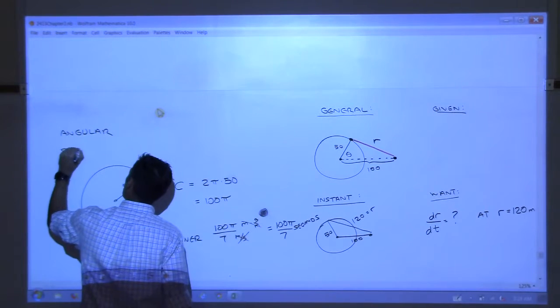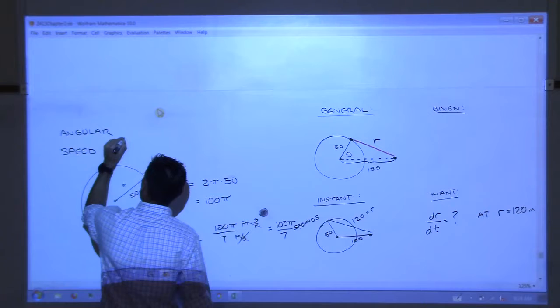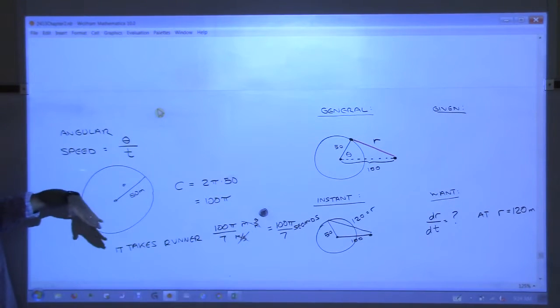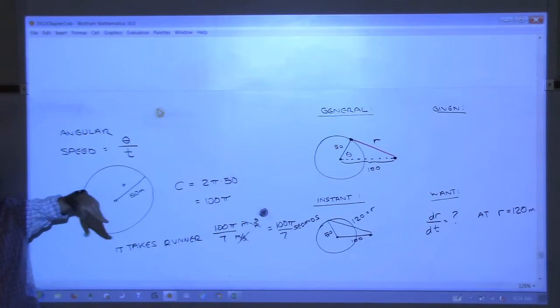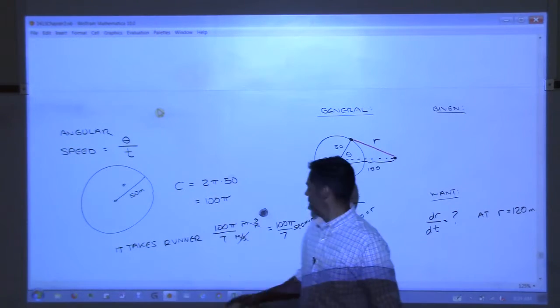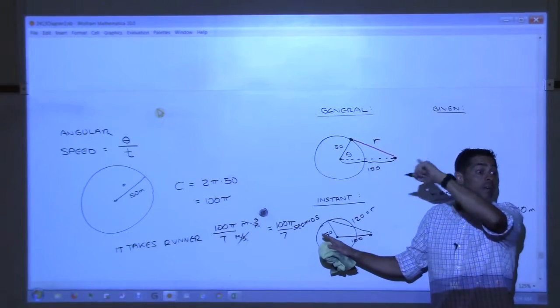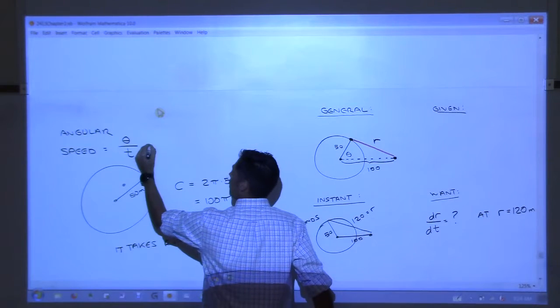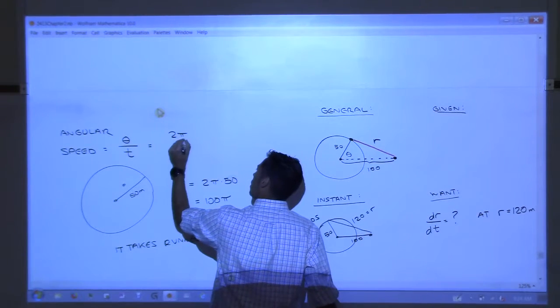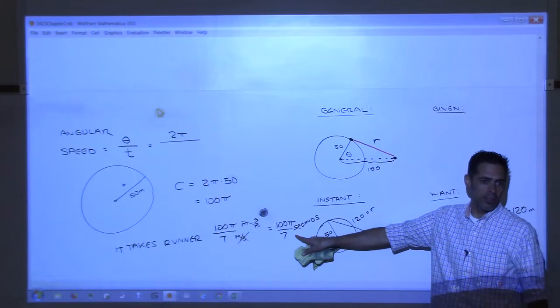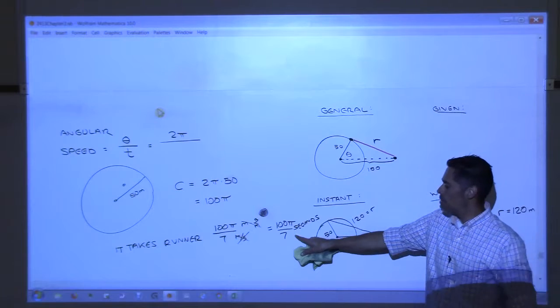Angular speed from pre-cal is the angle over the time. It's how far you go, right? How much angle you turn through divided by how much time it takes you to do it. So what is the angle that we go through in 1 full revolution? 2 pi, right? So our angular speed is 2 pi, that's 1 full revolution, over the time it takes me to do 1 revolution, which is 100 pi over 7.